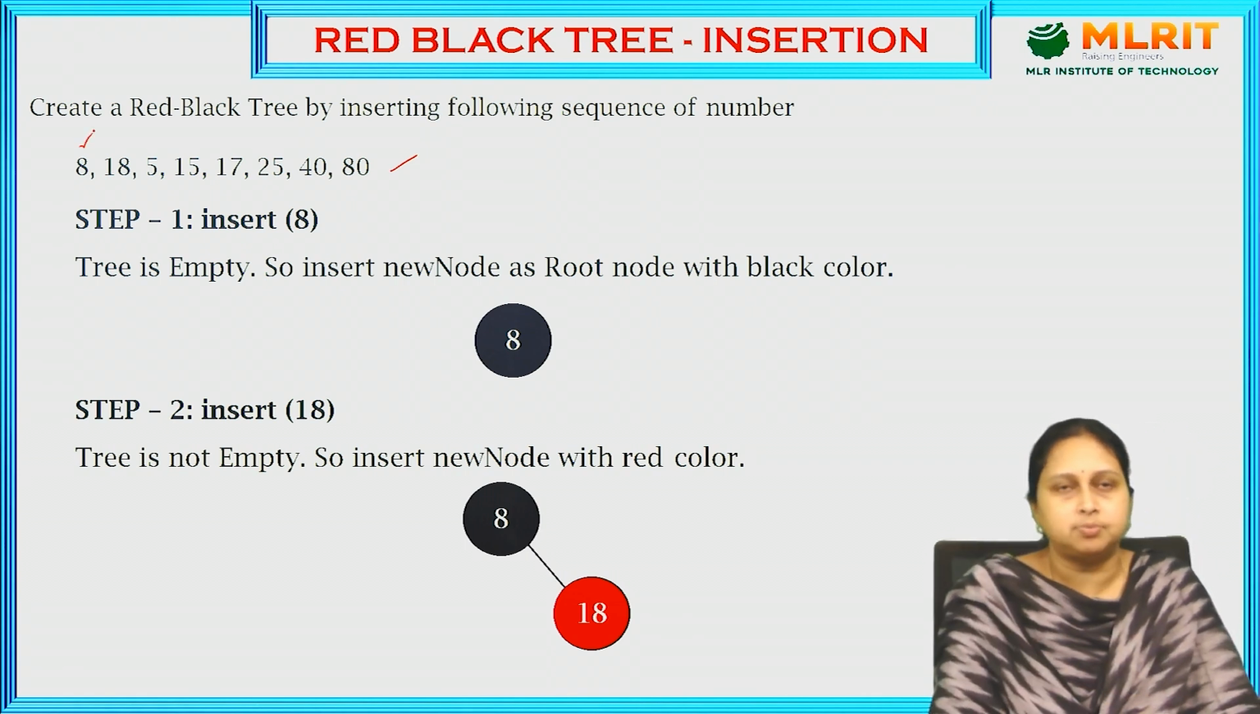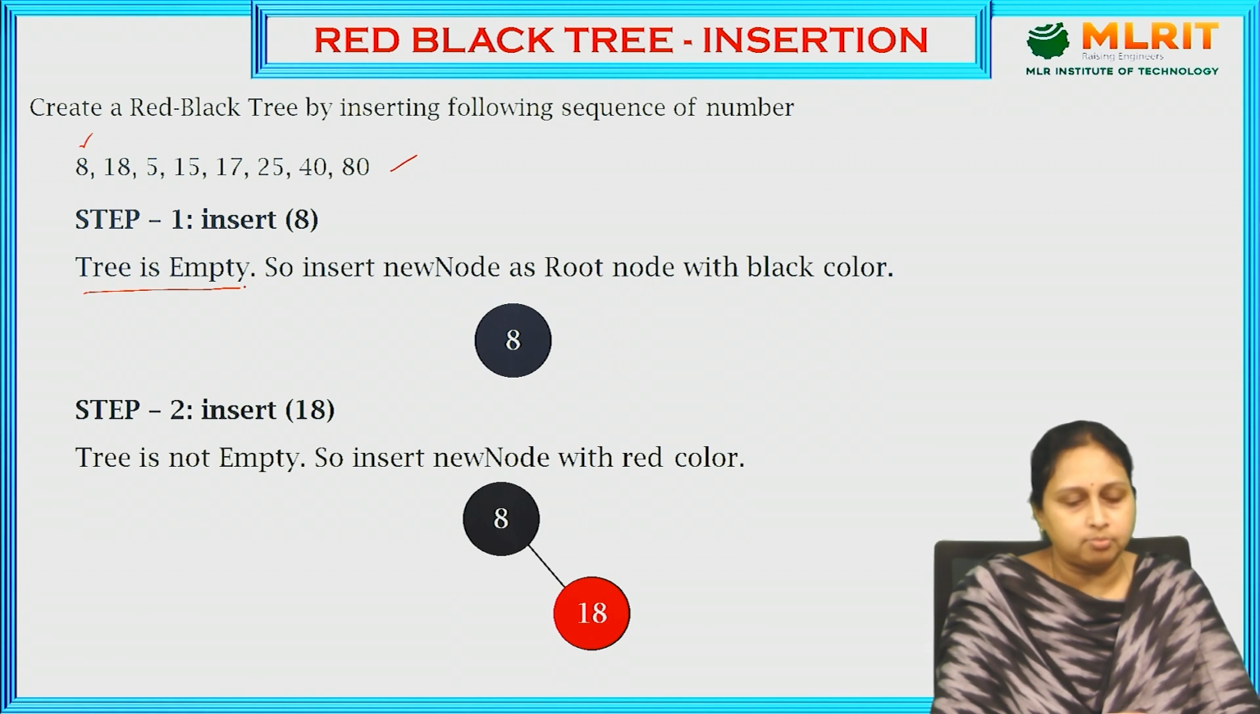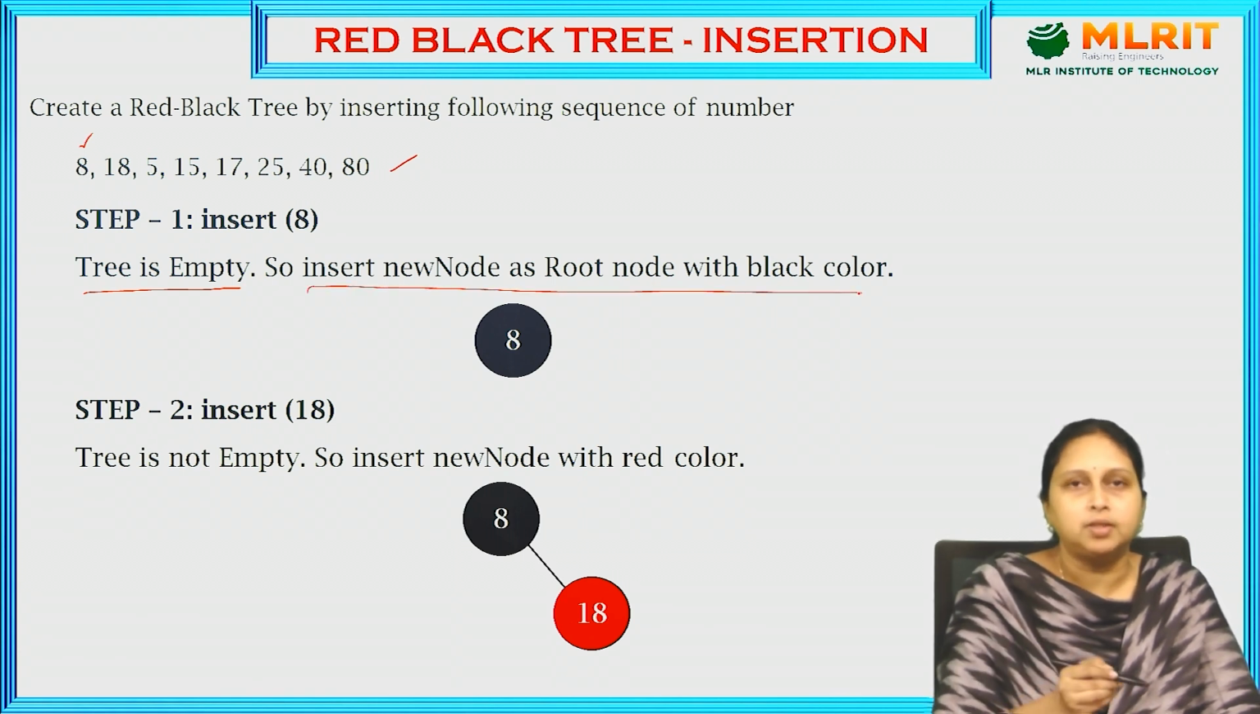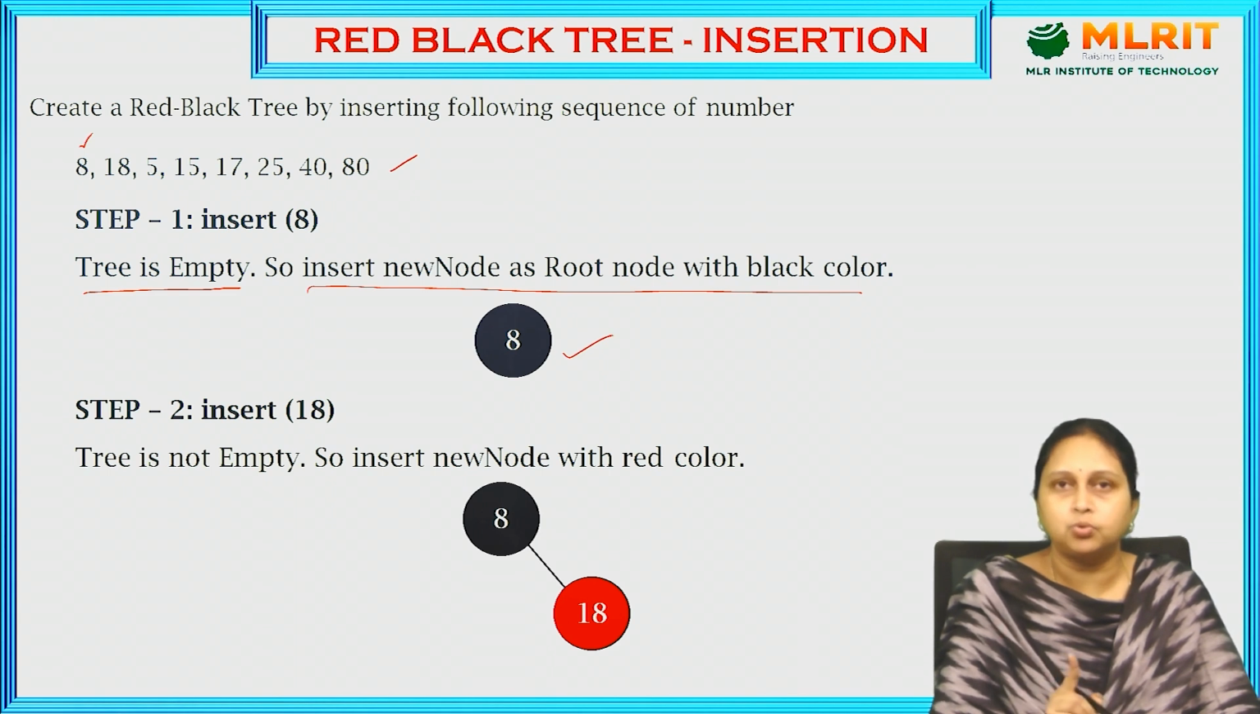What is the first step in the algorithm? First, we need to check whether the tree is empty or not. Yes, the tree is empty. So, we need to insert the root node with the black color. Yes, I have inserted it with black color. That is the root node. Because of that, we are going to insert it with the black color.